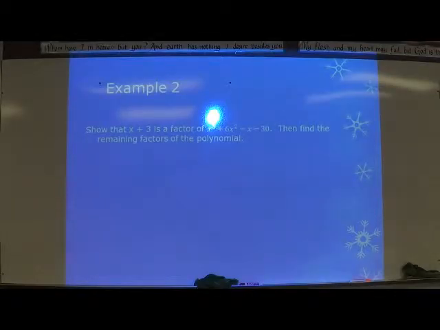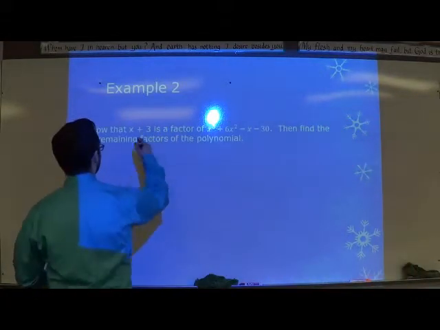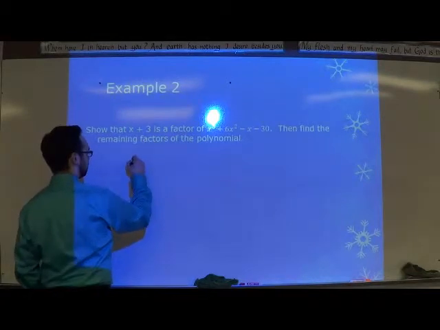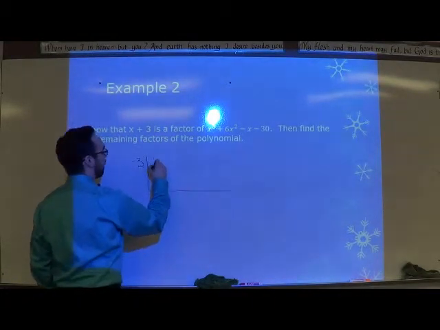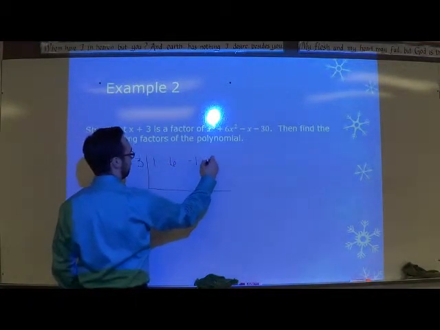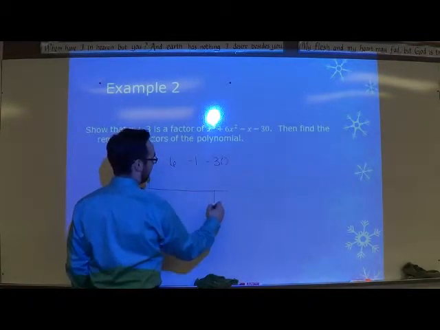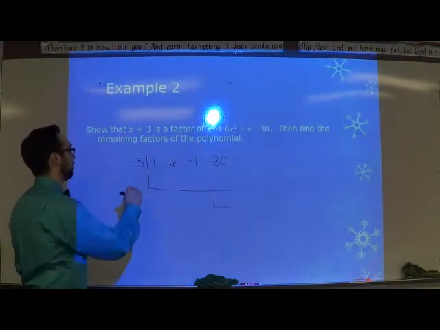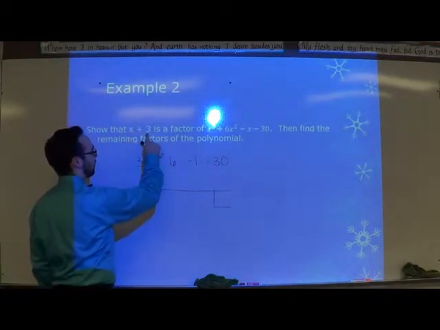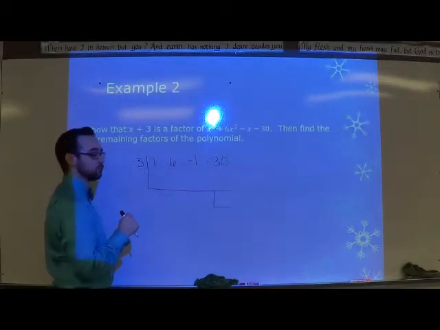More practically, let's see how this works. I think it's a lot easier just to practice it. Show that x plus 3 is a factor of x cubed plus 6x squared minus x minus 30. So what I do is I take the opposite of this, so negative 3, because I want to show it's a factor. So I put all my coefficients, and I need to show that my remainder is going to be 0. If it's 0, that means this is a factor of that polynomial.